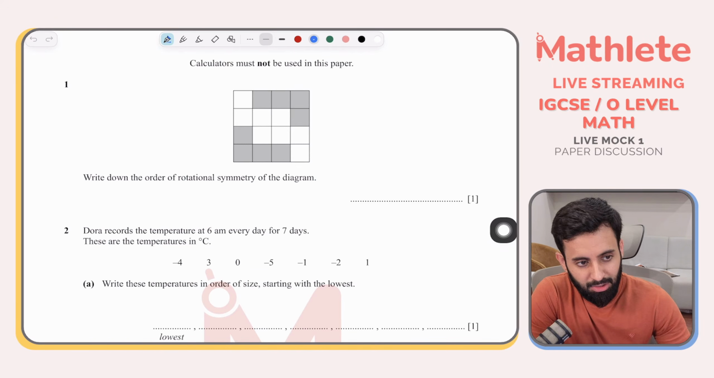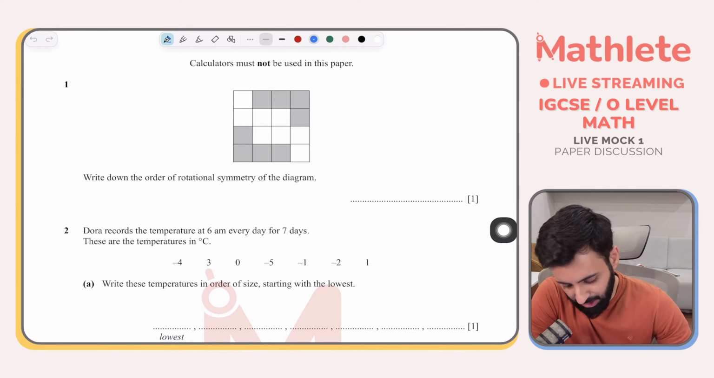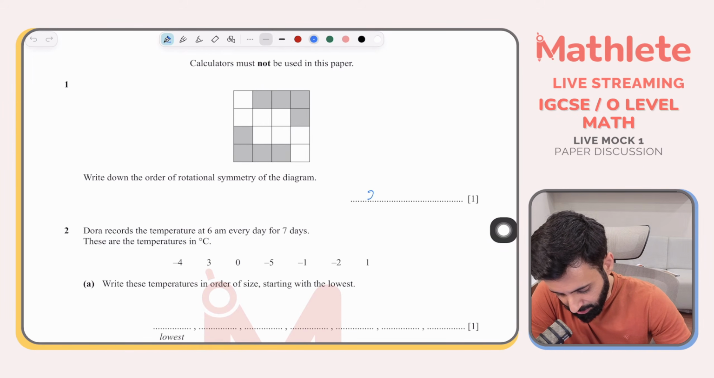Anyway, so the first question is, write down the order of rotational symmetry of the diagram. Pretty easy. It's going to be 2.